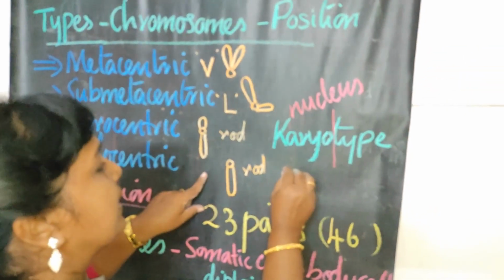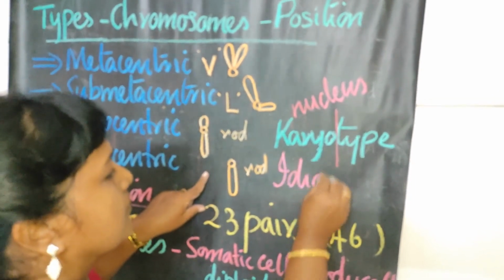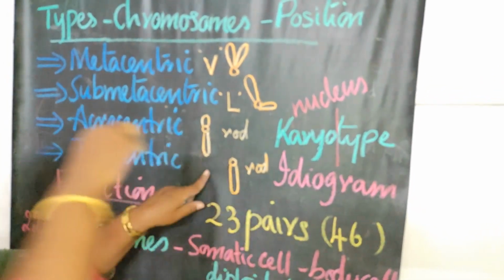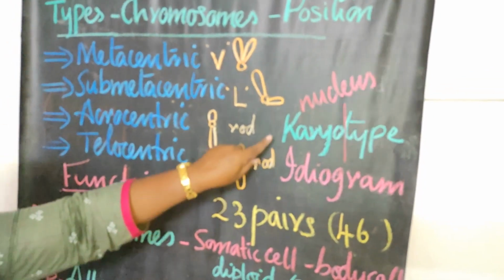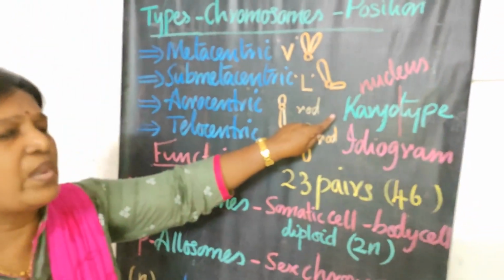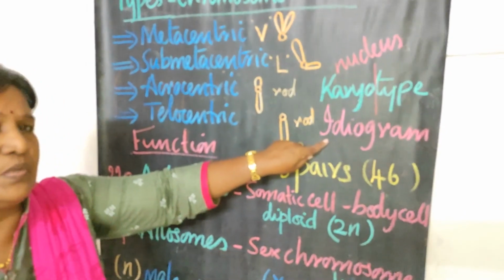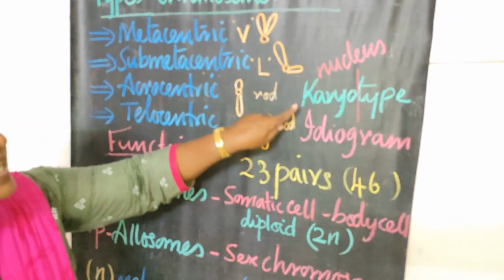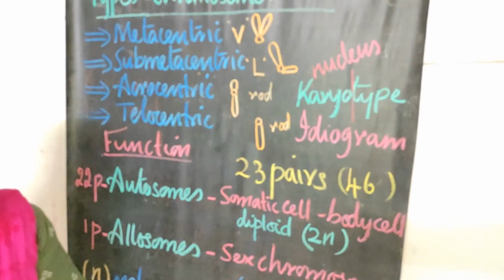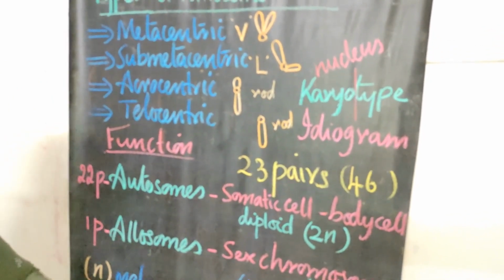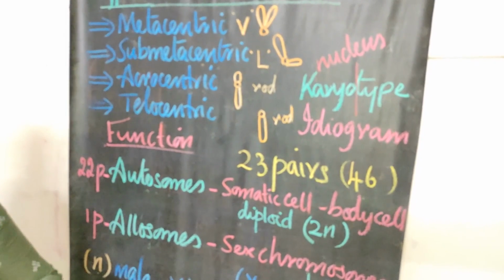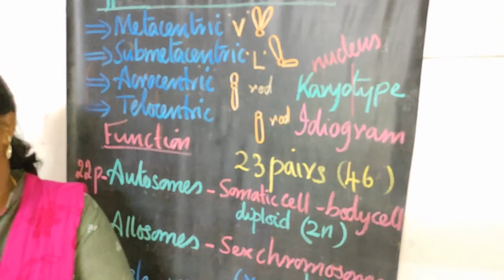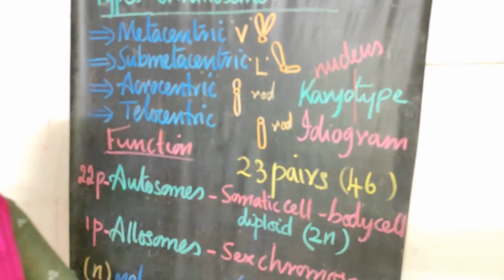Another one, ideogram. Ideogram means the diagrammatic representation of the karyotype of an organism. So what do you mean by ideogram? The diagrammatic expression of karyotype of an organism. And karyotype is nothing but the arrangement of number, size and shape of chromosomes in the nucleus of an organism.